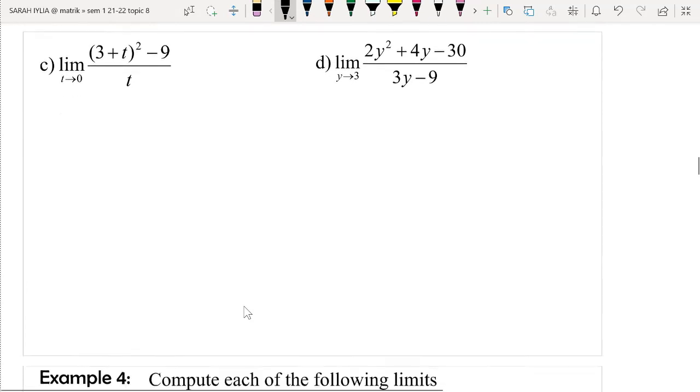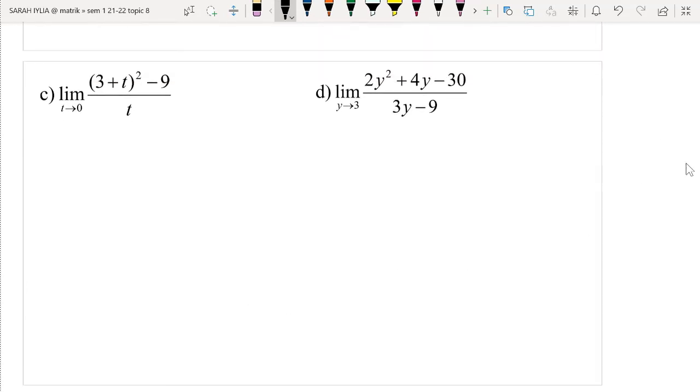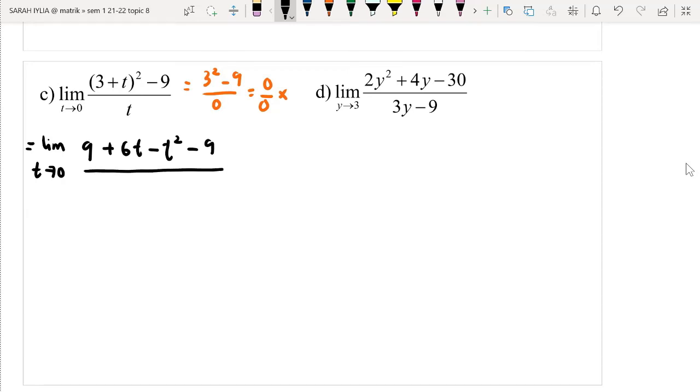Next one. We have 3 plus t squared minus 9 over t, as t approaches 0. If we try to substitute here, we will get 3 squared minus 9 over 0. 0 over 0 again, cannot. Okay, so try to factorize, but now we don't see anything to factorize, because we have 3 plus t squared. So try to expand that first. Now we will get 9 plus 6t minus t squared minus 9 over t.